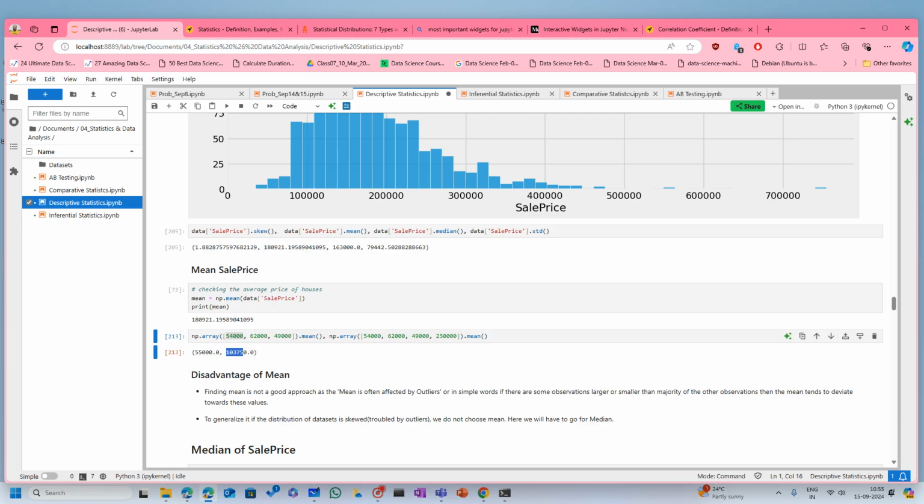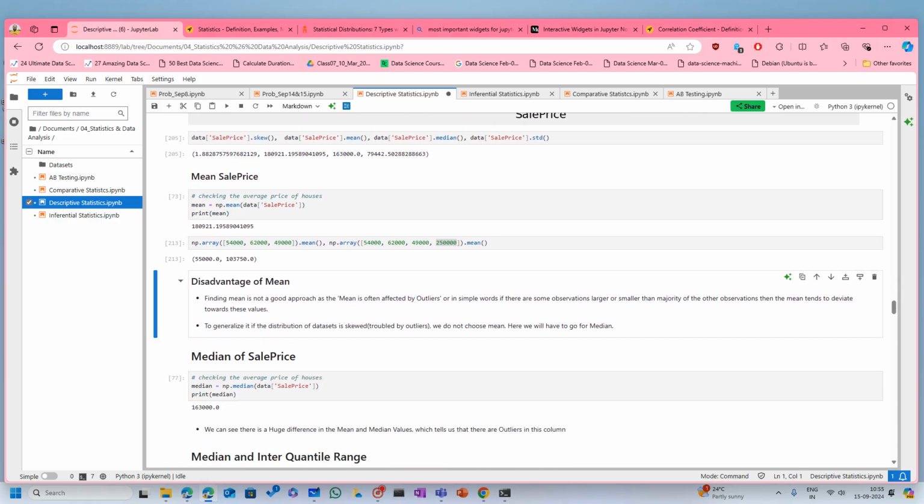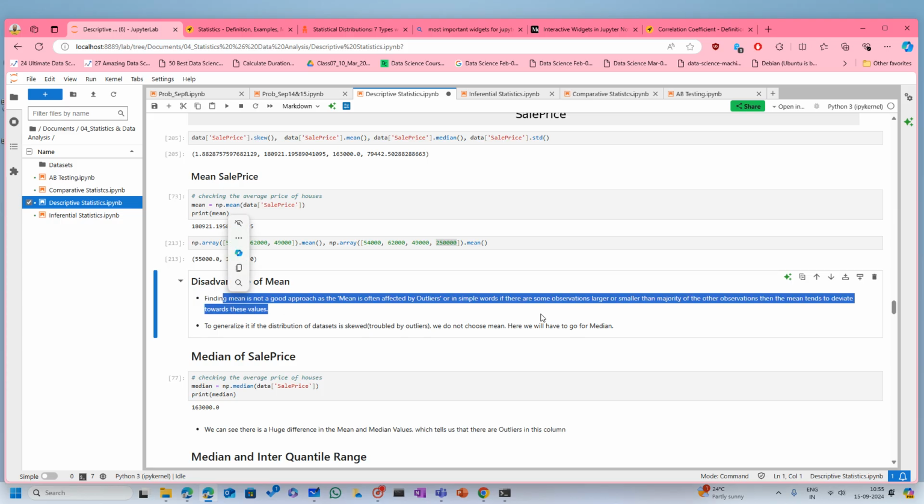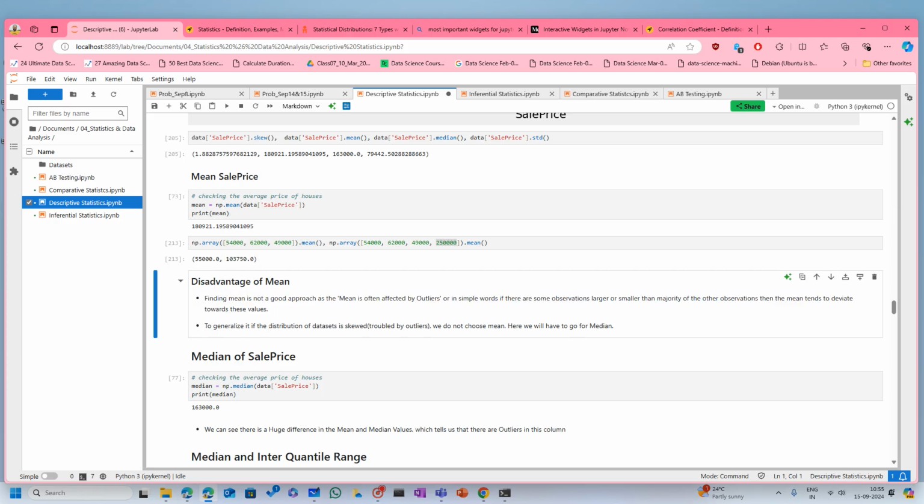So clearly this one person changed the mean by a lot. This is a very important point you have to understand. So mean gets affected by outliers. That's why we say mean is not a good measure. Based on your mean you should not decide how to handle the skewness.